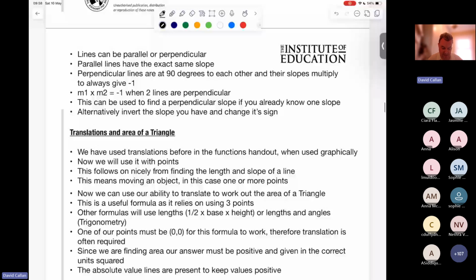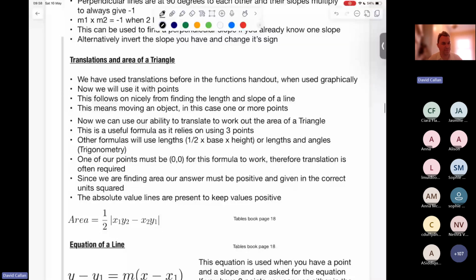Then I did some translations and area of a triangle, because sometimes people forget this. It came up in 2023 that they just said, here's 3 points, get the area of this triangle. And people forgot they had to do a translation on it. And if you don't know what a translation is, don't worry. I'm going to sneak one in later at the end.